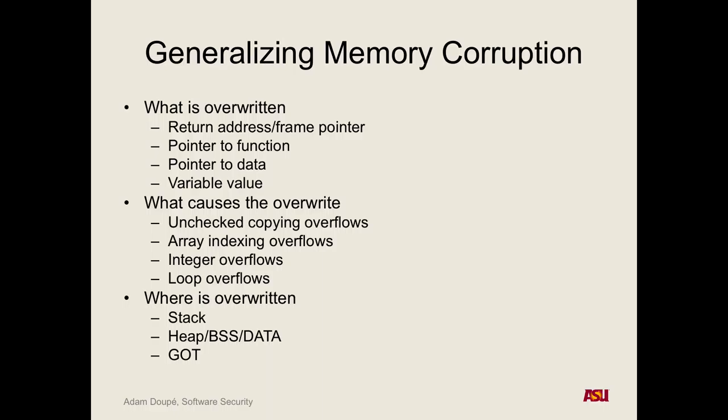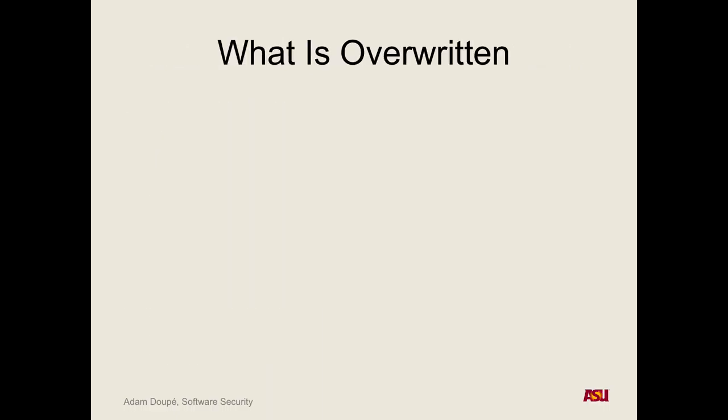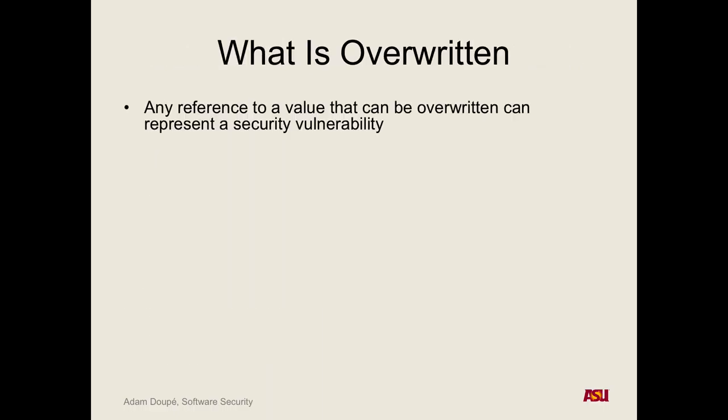And the global offset table, as we'll see later. So, this is where it gets really tricky, right? We said that to understand if something is a security vulnerability, we need to understand the program.